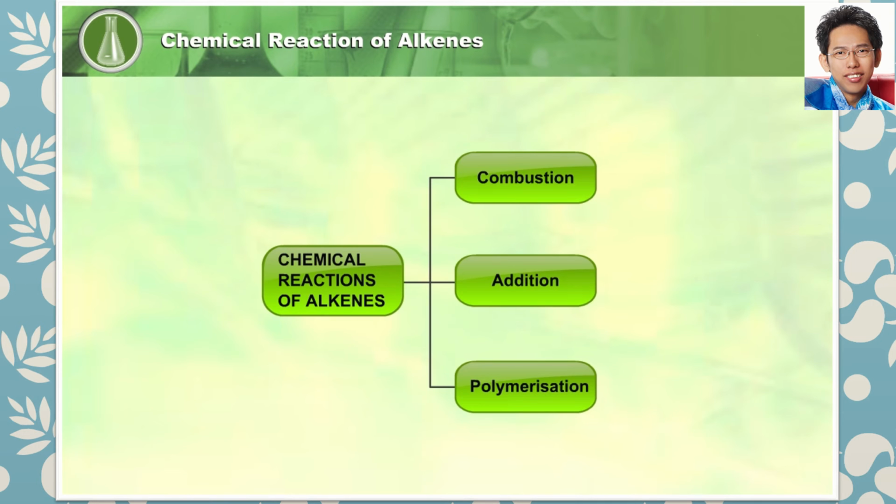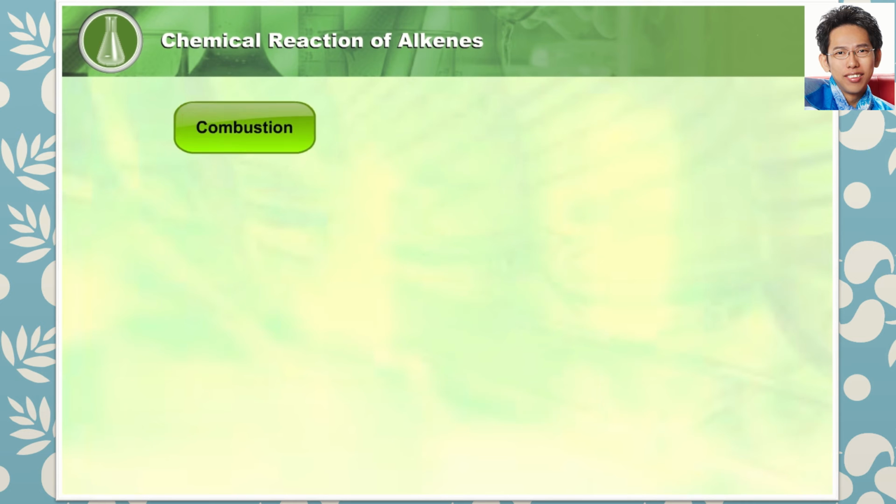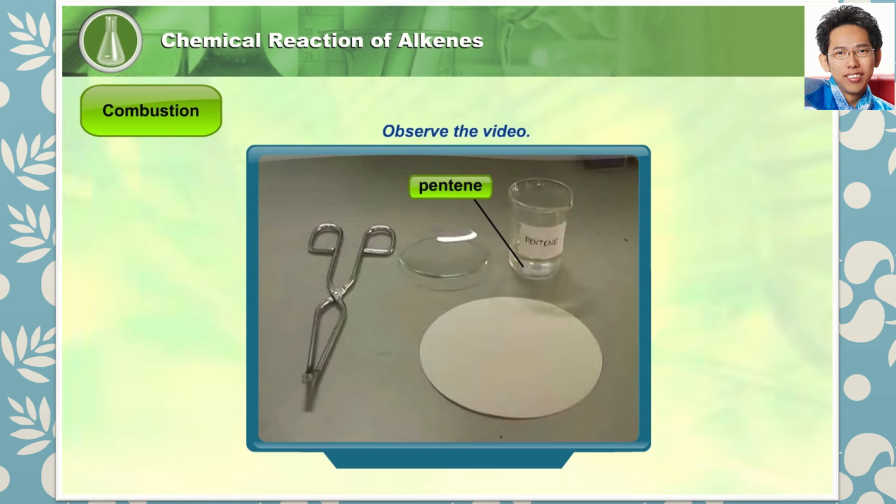Let's learn about the chemical properties of alkene. Click the blinking button. Observe what is produced when an alkene is burnt.